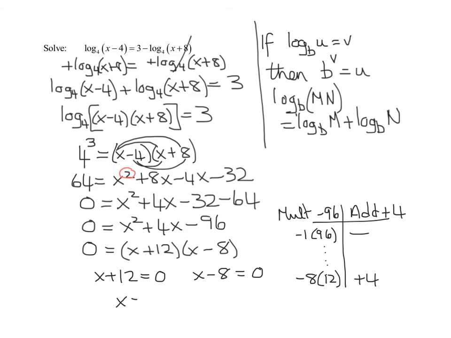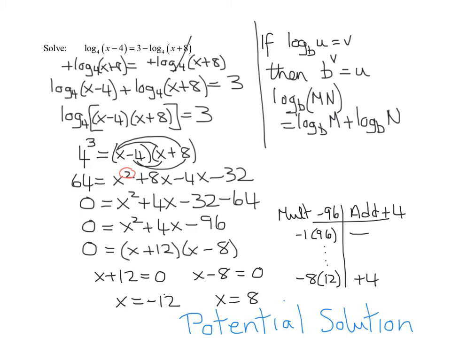And x equals, subtract 12 from both sides. Sorry about that, that's terrible handwriting. Let's start again. x equals negative 12 and x equals positive 8. But remember, these are only potential solutions. One, none, or both of them could be extraneous. So we must check. For every equation that has a log in it, you must check your answers. So let's go look on the next slide.